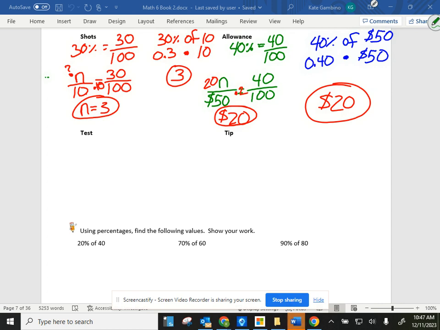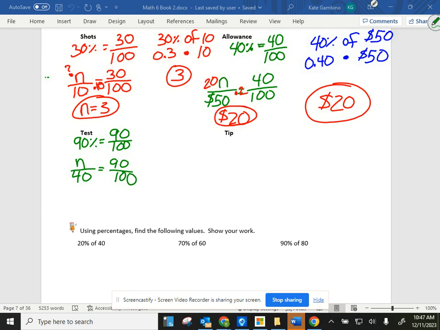Zelda, I know you like the fraction. So 90% equals 90 over 100. What do I do next? Zelda? You put N over 40, yeah, because there were 40 problems, equal to 90 over 100. Now what do I do?